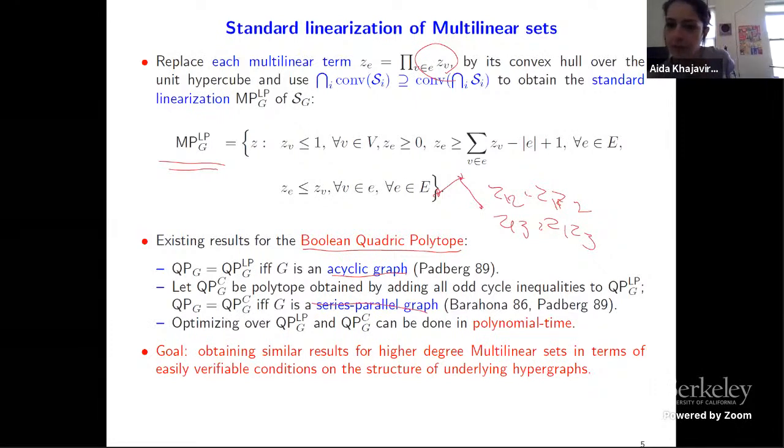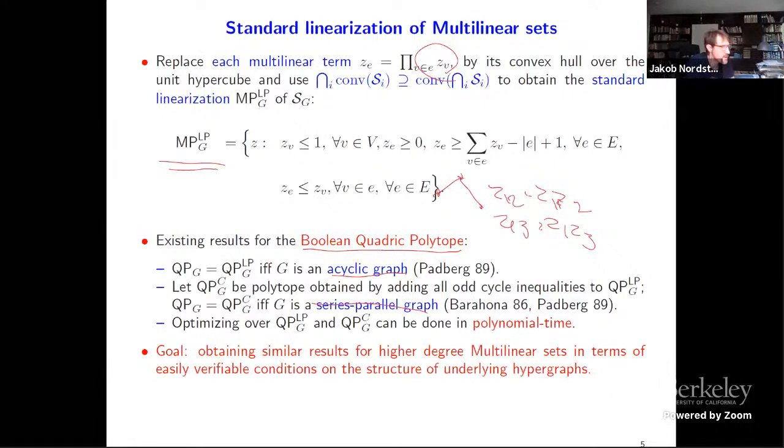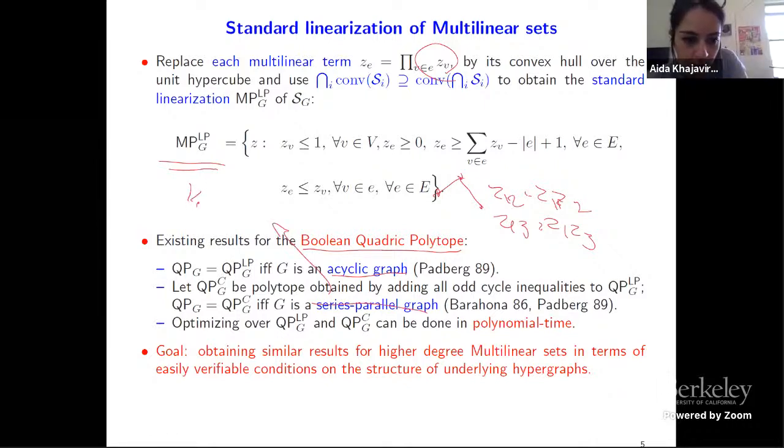by a lot. There's a question in the chat, Aida, from Ryan Williams. Can you clarify what you mean by a series parallel graph? There are several definitions in the literature. Yeah, so this is a graph with no K4 minor, if I'm not mistaken. Okay, thanks.